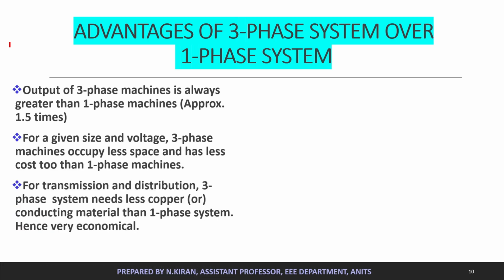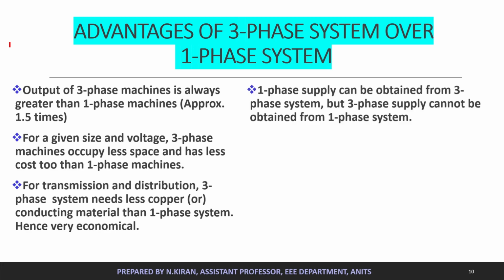For transmission and distribution, the three-phase system generally requires less conducting material when compared to that of a single-phase system. Hence, it is very economical to use a three-phase system when compared to a single-phase system for transmission as well as distribution. It is possible to obtain a single-phase supply from a three-phase system, but we cannot obtain a three-phase supply from a single-phase system.